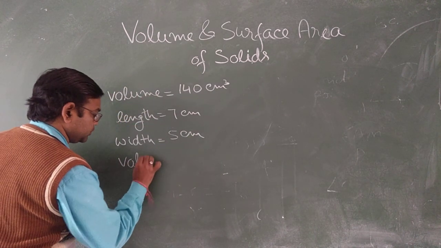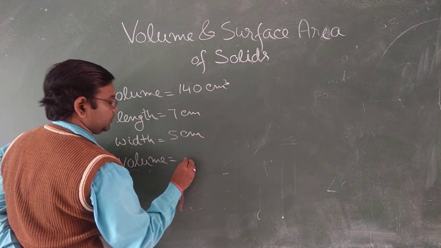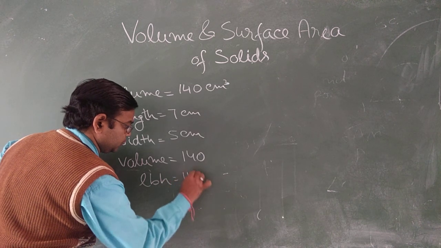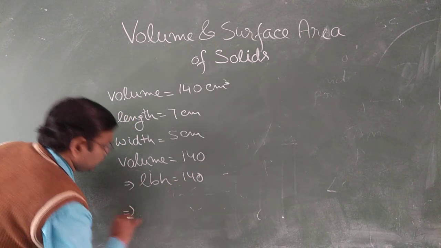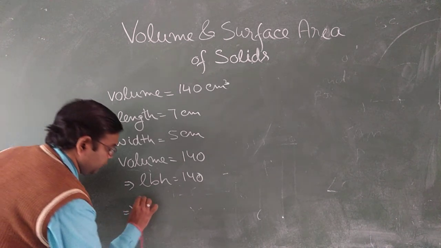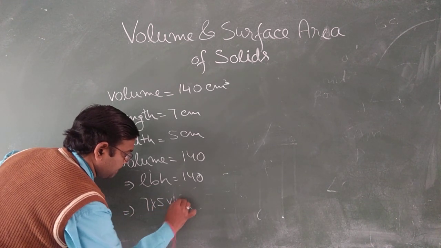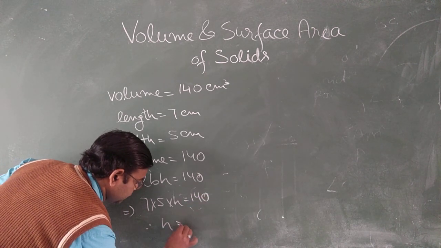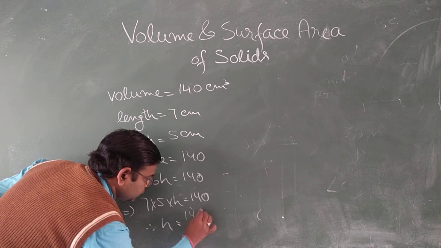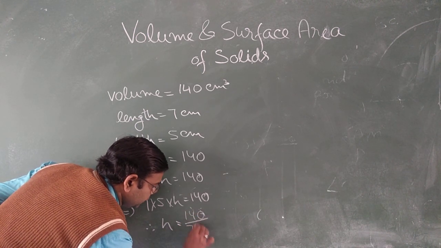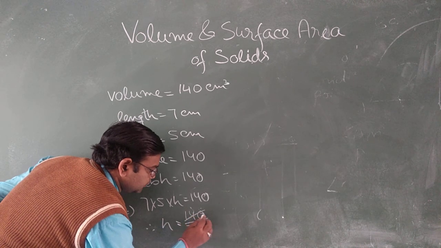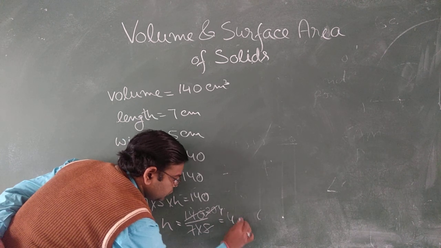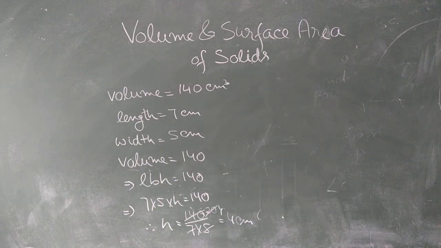We know the volume equals 140. As we know, L into B into H equals 140. We know that L and B are 7 into 5. Therefore, H equals 140 by 7 into 5. 7 2s are 14, 5 4s are 20. It's 4 centimeter. Hope this one is clear to you.